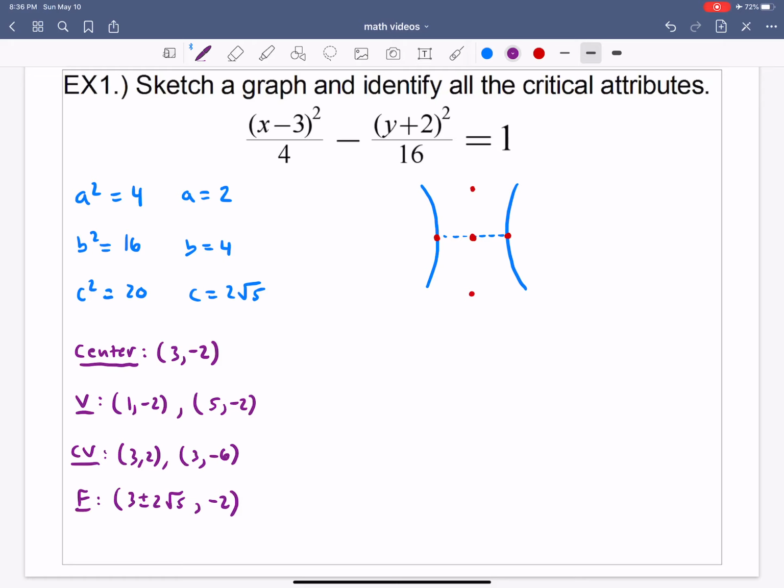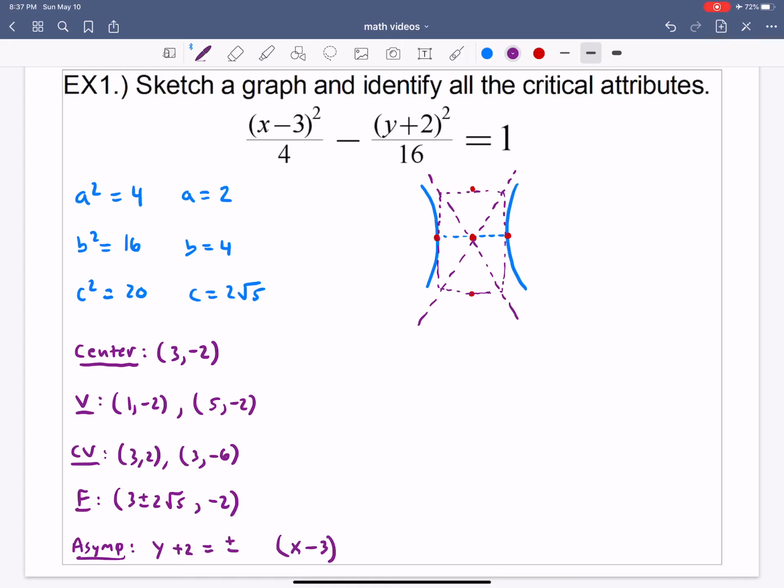Now the last attribute that we need here is the equation of the asymptotes. If you look at the graph, here's a trick. If you draw in that rectangular box that passes through the vertices and the co-vertices, and then draw the diagonals of that box, you will have drawn the asymptotes of this function. So we know it's going to be y plus 2 equals plus or minus some slope times x minus 3.